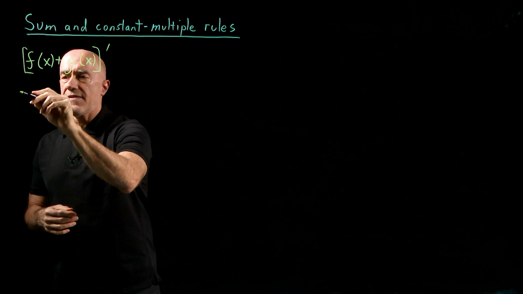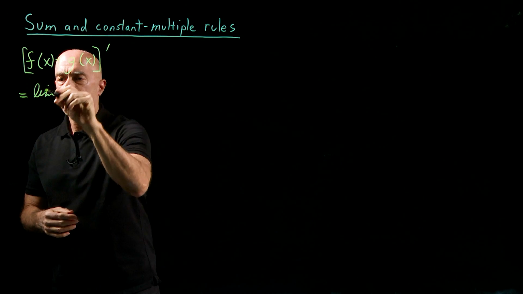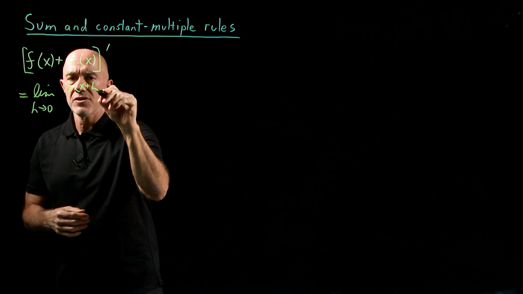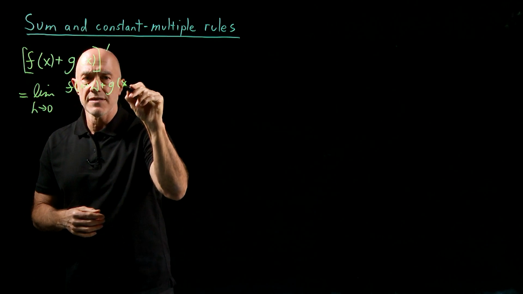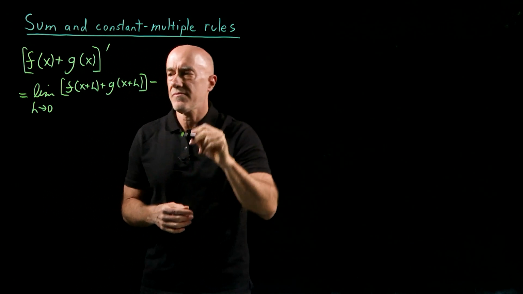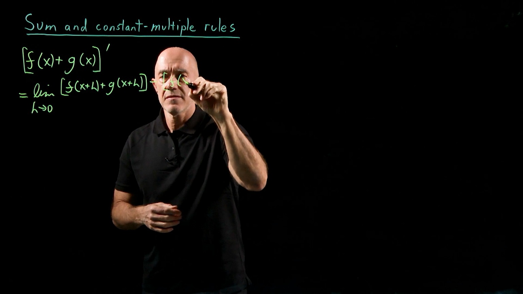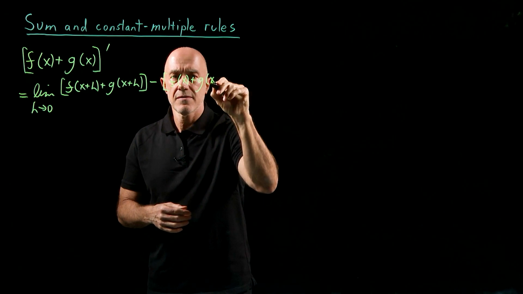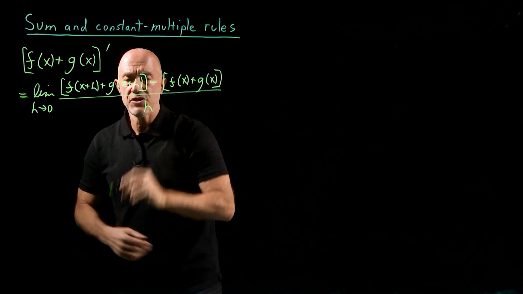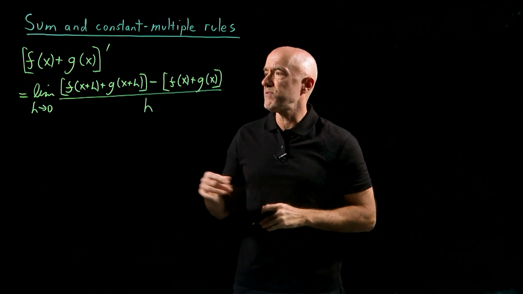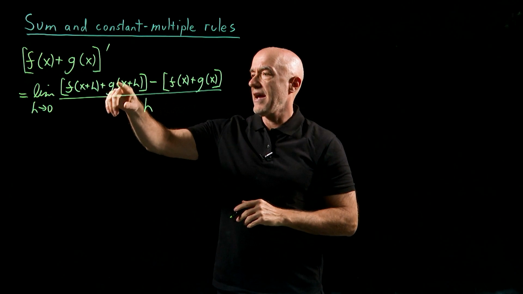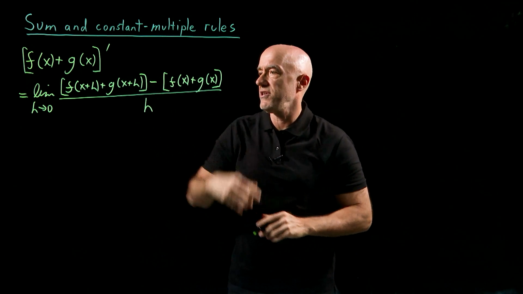According to the definition, that's the limit as h goes to 0 of f of x plus h plus g of x plus h. So that's the first bit, minus f of x plus g of x. So that's the second term, all divided by h. And then we can regroup terms. So we can have an f of x plus h minus f of x and a g of x plus h minus g of x.